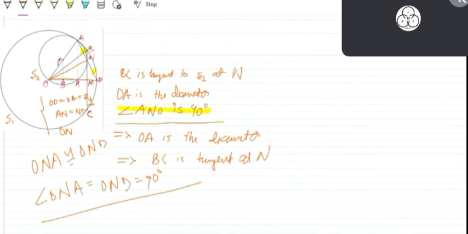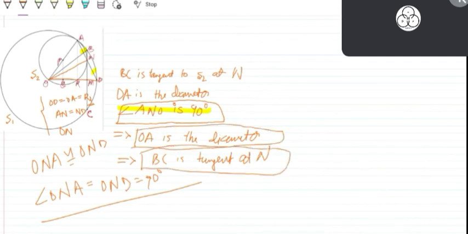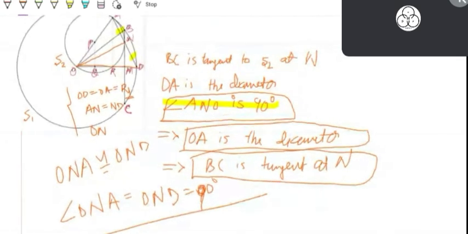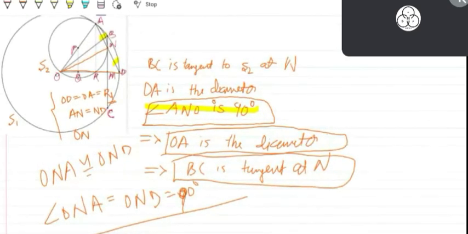Angle ANO is 90 degrees, which is proved. Angle ANO is 90 degrees means OA is the diameter, BC is tangent at N. So the first thing, that my diagram is valid, is proved. Just write it down so that we can move ahead. This is 90, this is 90. Okay, let's move ahead.